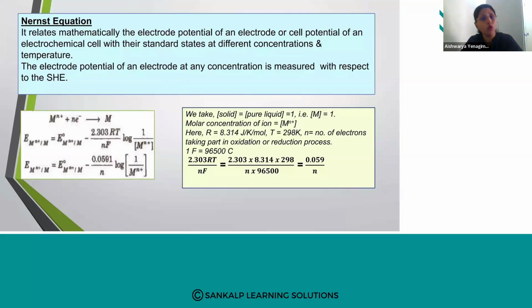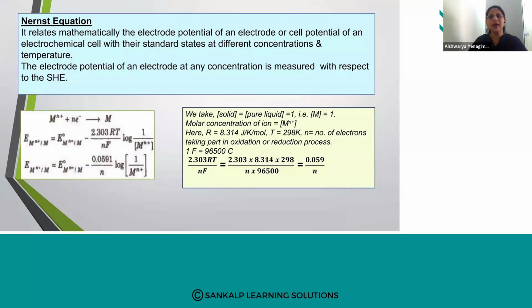Now, what if I want electrode potentials at different concentrations? If I have to check the electrode potential at various concentrations, who will help me out? So here is the rescue, that is Nernst equation. So Nernst equation is what? You can find the electrode potential at any concentration with the help of this Nernst equation.